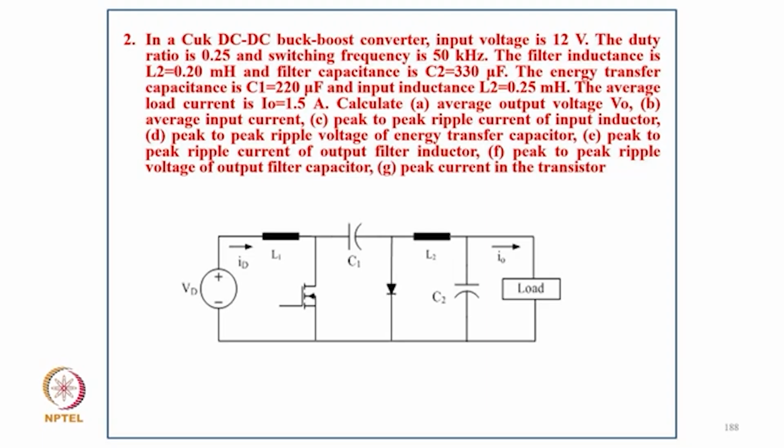Coming to the second problem: in a Cuk DC-DC buck-boost converter, the input voltage is 12 volt, the duty cycle is 0.25 and the switching frequency is 50 kHz. The filter inductor L2 is 0.2 millihenry and the filter capacitor is 330 microfarad. The energy transfer capacitor C1 is 220 microfarad, the input inductance L1 is 0.25 millihenry, and the average load current is IO equal to 1.5 ampere. Calculate the average output voltage, average input current, peak to peak ripple of inductor current, peak to peak ripple voltage of the energy transfer capacitor, peak to peak ripple of the output filter inductor current, peak to peak ripple voltage of the capacitor, and peak current of the transistor.